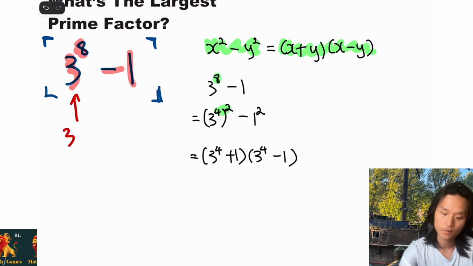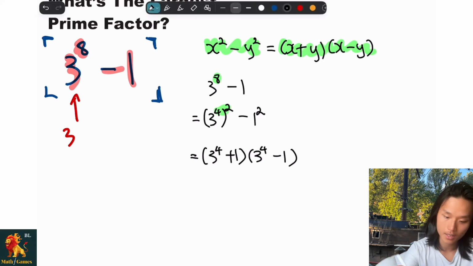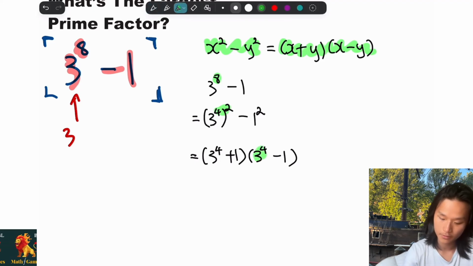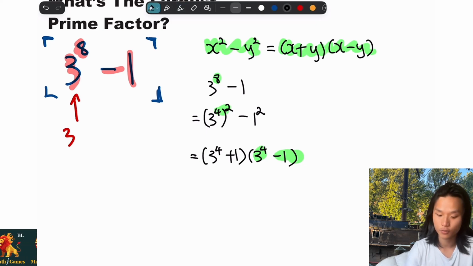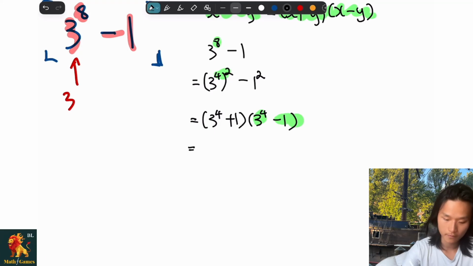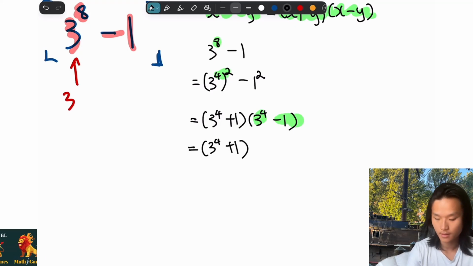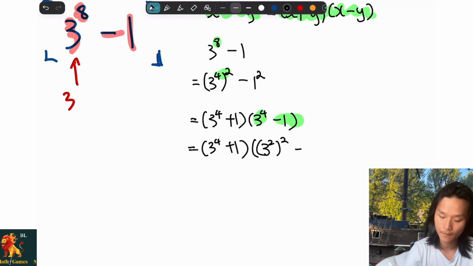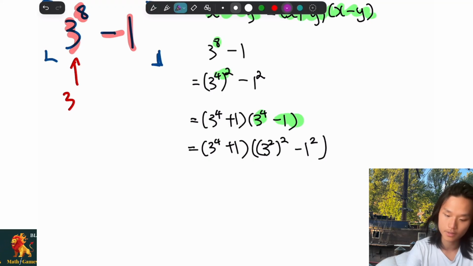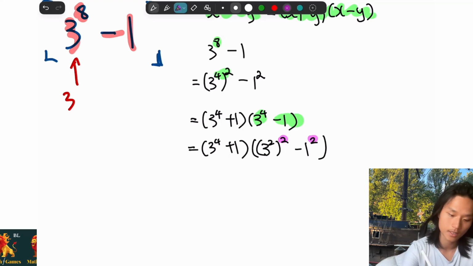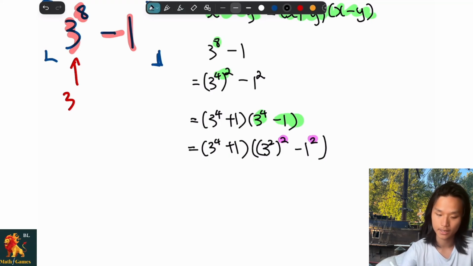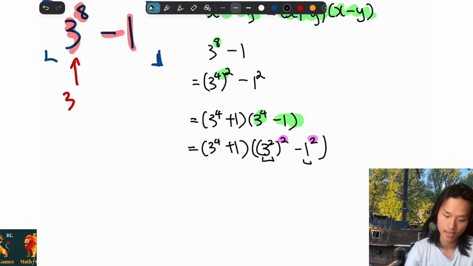Now then, I want to focus on the other part, 3 raised to the 4 minus 1, okay? So 4 is the same as 2 times 2, so we can write this as 3 squared, and then the whole thing squared, minus 1 squared. You notice how, once again, we have a difference of 2 squares. In this case, our x is 3 squared, and our y is 1.